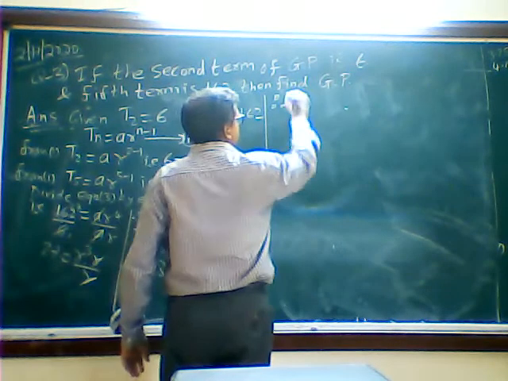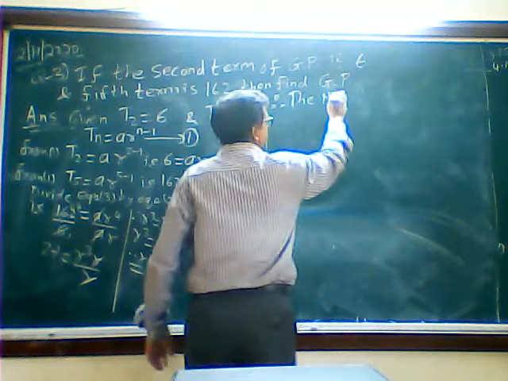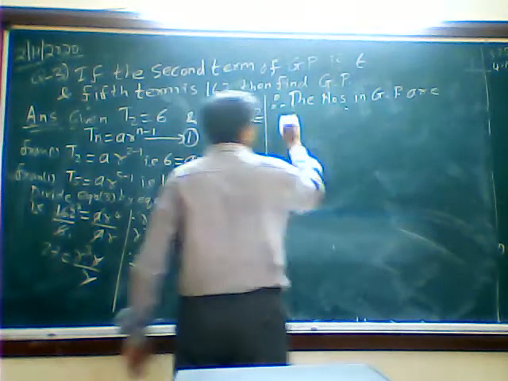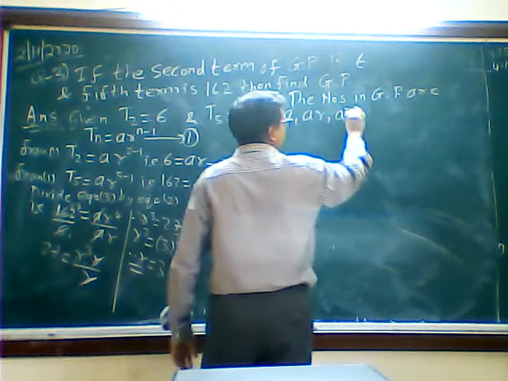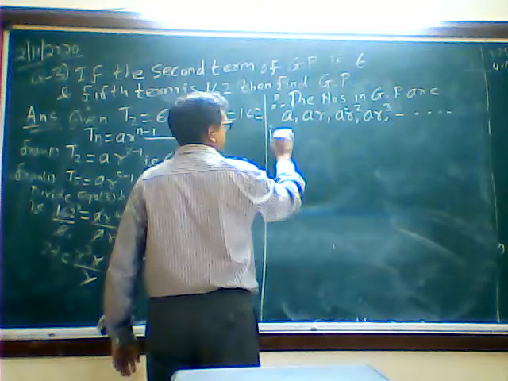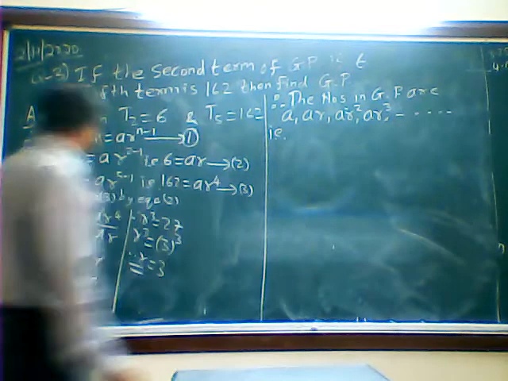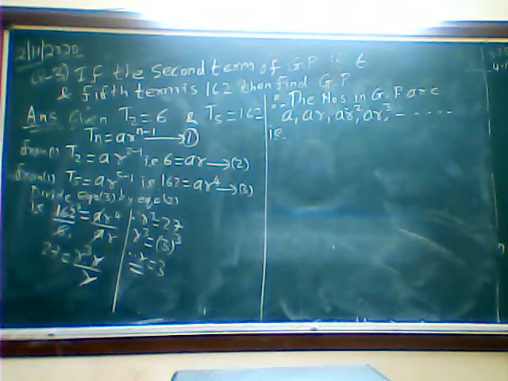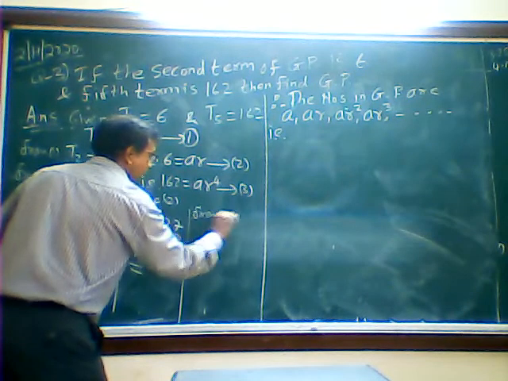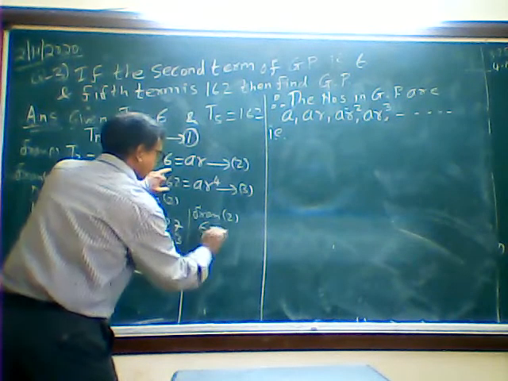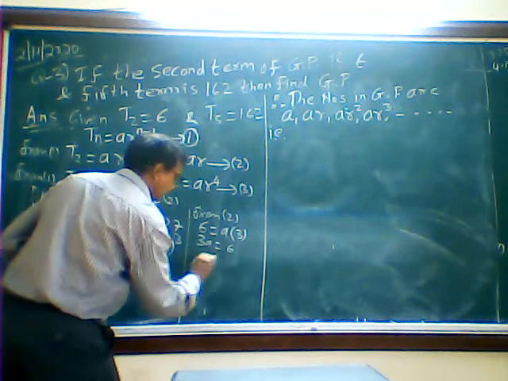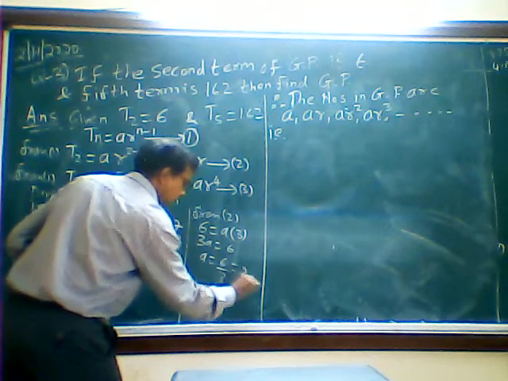Therefore the numbers in GP are A, AR, AR square, AR cube, and so on. We put the values. We don't know A yet, I still have to find it. I found r. Here I can find A from equation 2. 6 is equal to A into r, which is 3. So 3A is equal to 6, A is equal to 6 by 3, that is 2.